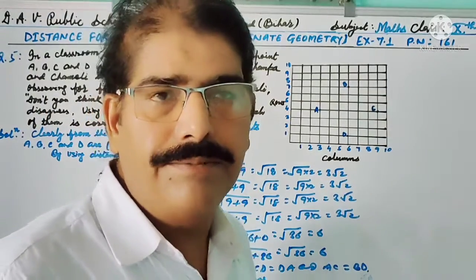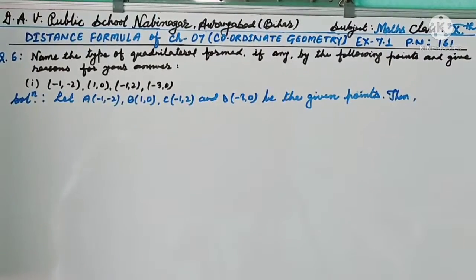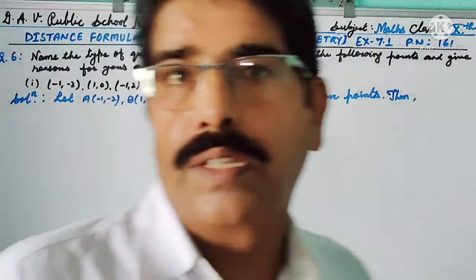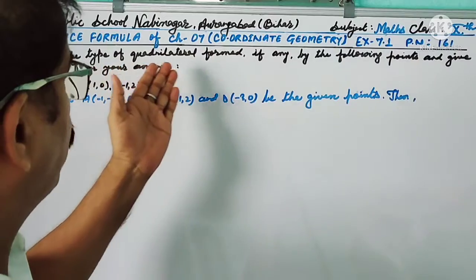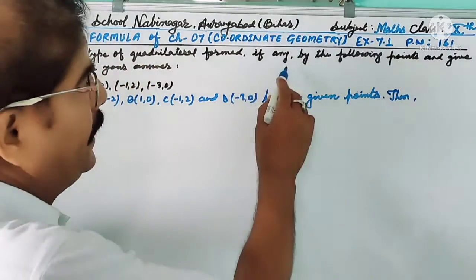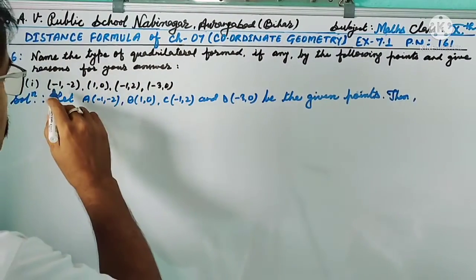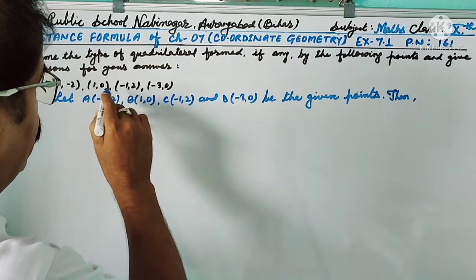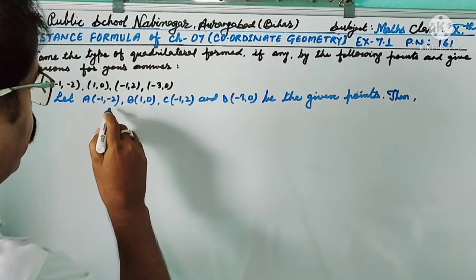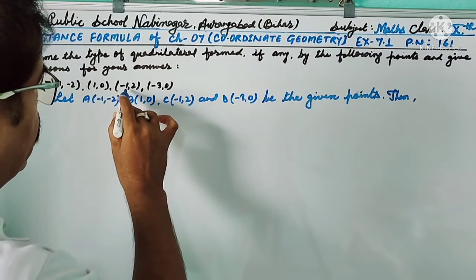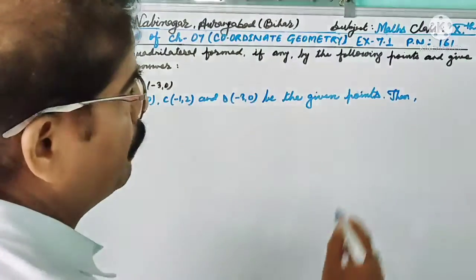And the next question is, your question 6 is: name the type of quadrilateral formed, if any, by the following points and give reasons for your answer: (-1, -2), (1, 0), (-1, 2) and (-3, 0). Let A (-1, -2), B (1, 0), C (-1, 2) and D (-3, 0) be the given points.